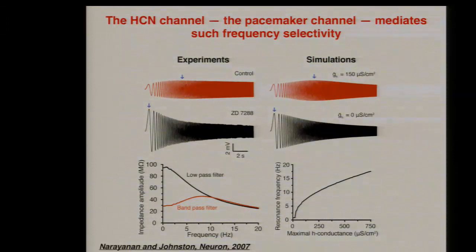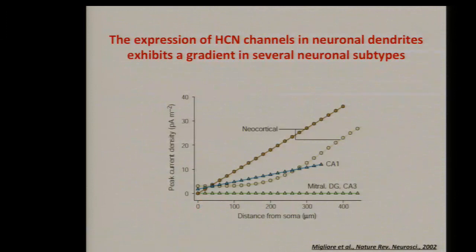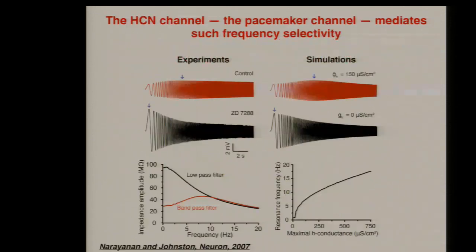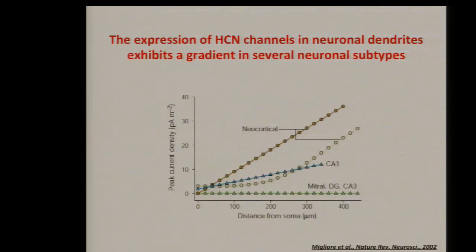And as it turns out, if the density of expression of this particular channel increases on the x-axis, the resonance frequency, the frequency at which it maximally responds, also increases monotonically. Right? Now I also tell you that the density of these channels is not constant across the dendritic structure, but it increases in hippocampal neurons and in cortical neurons. If you measure the density of these channels as a function of distance from the cell body, you see that there is an increase over here. So if I give you these two slides, you would obviously predict that resonance frequency increases monotonically with the density of these channels, and density increases monotonically with distance.